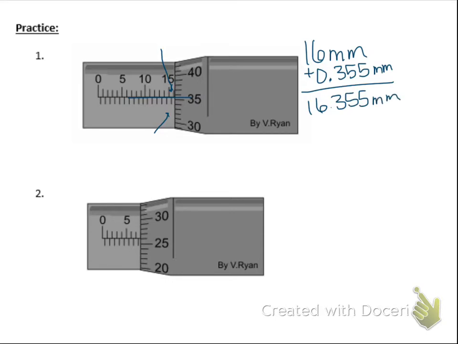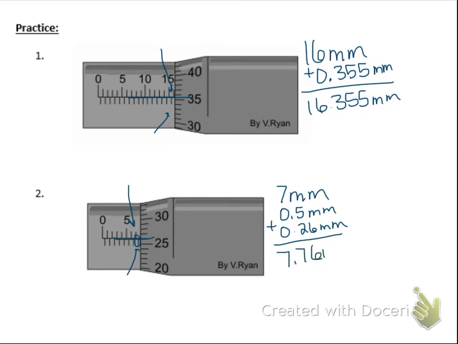All right, last one. So again, we start with the top scale. How many whole millimeters do we see? We see 7 millimeters. Can we see the 0.5 that's after the 7? Yes, we can. That's this one right here. So we're going to add the 0.5. And then we look at this vertical scale, and it is to the 26. So that's 26 hundredths of a millimeter. And then we total those together, and we get 7.76 millimeters.